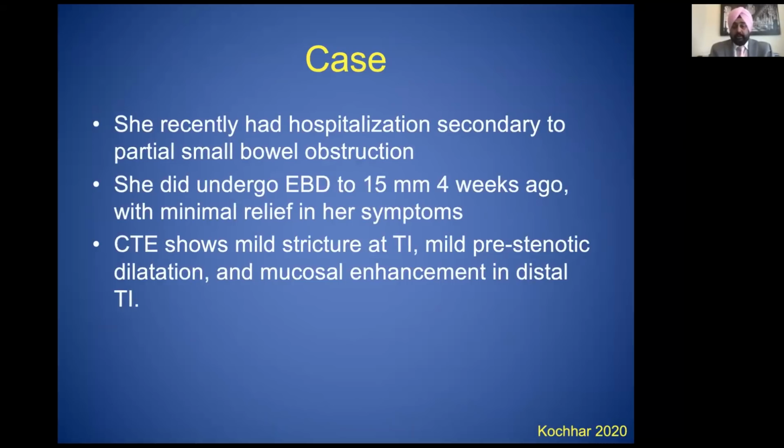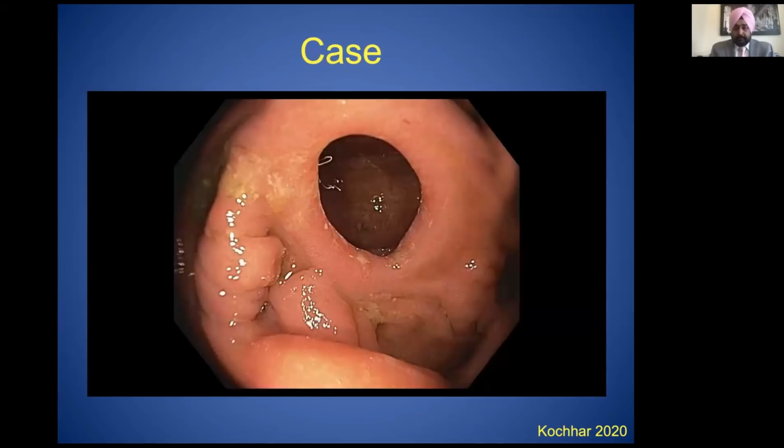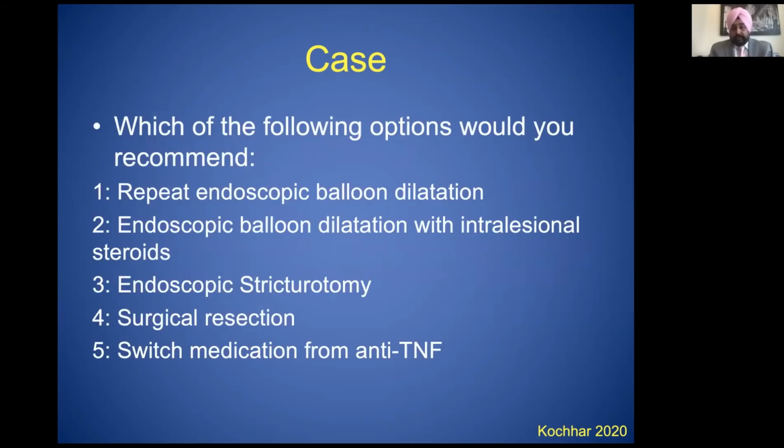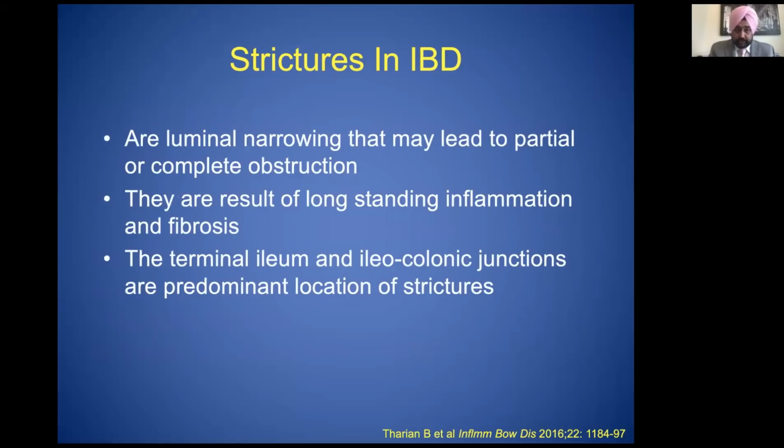She did undergo a balloon dilatation to 15 millimeters with minimal relief in her symptoms. CT enterography shows a mild stricture, mild prestenotic dilatation, and some mucosal enhancement. This is the stricture on the colonoscopy view. For this patient, what would you recommend? Repeat balloon dilatation with injection of steroids, do an endoscopic stricturotomy, surgical resection, switch medications from anti-TNF. I want you all to register your answer, and we will come back at the end of the discussion and see what we did with this patient.